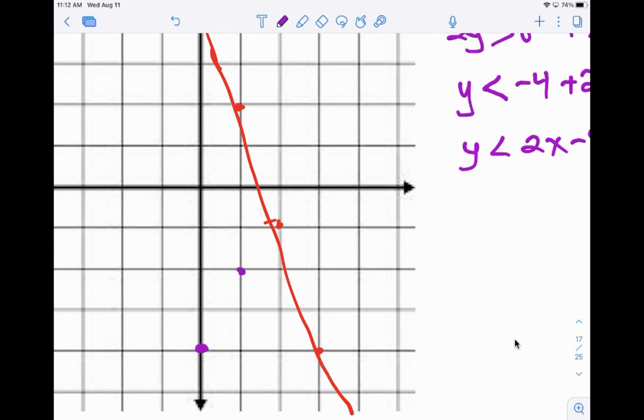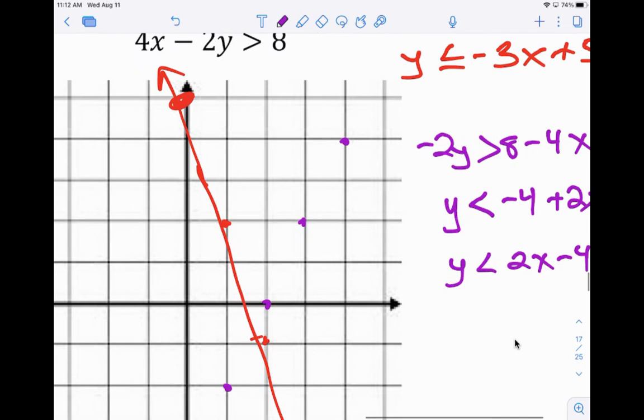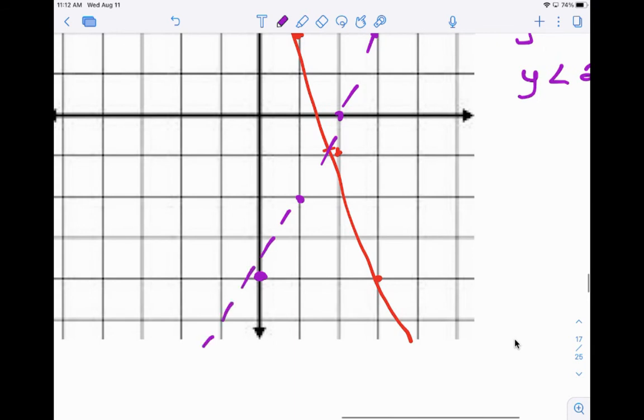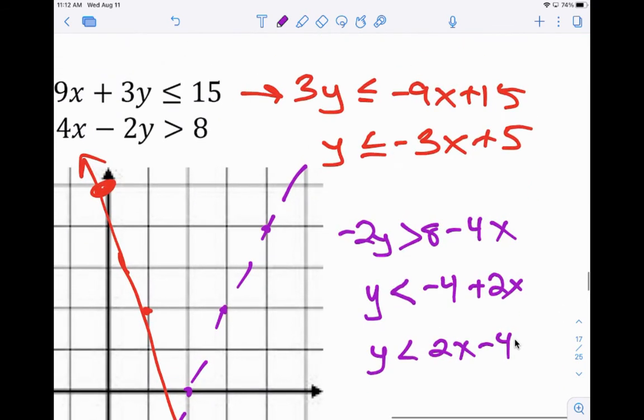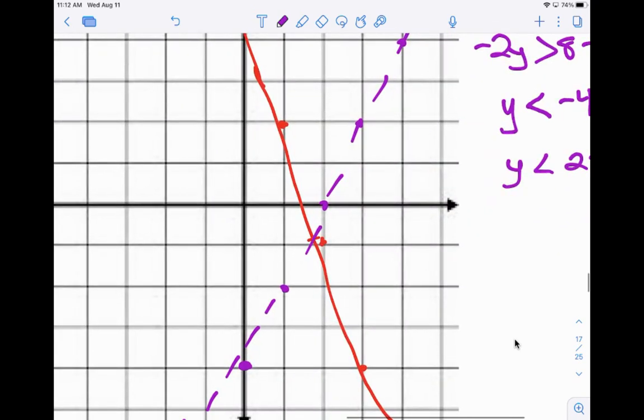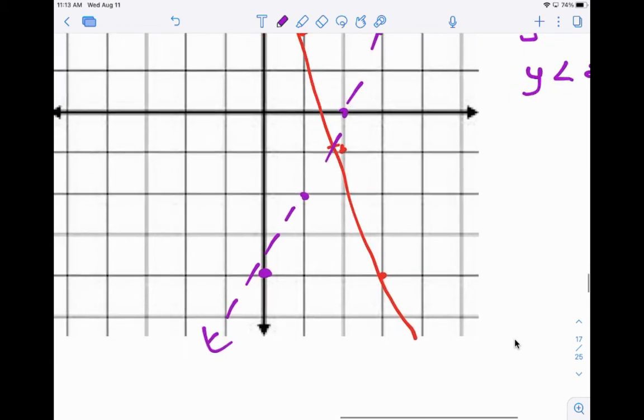Up 1, 2, up 1, 2, up 1, 2, up 1, 2, up 1, 2. Okay. And this one, I got to be careful. It's strictly less than, and so we use a dotted line. For red, it's less than. Red less than would be to the left. For purple, it's less than, and that would actually be to the right. And so we get this section down here.